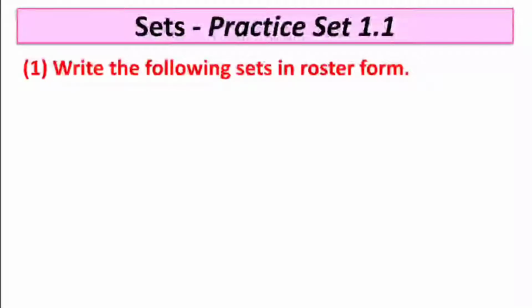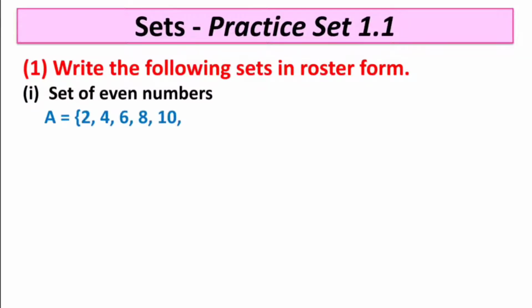The first problem is: write the following sets in roster form. Roster form is also known as listing method. As we know, in roster method, we have to write all elements of the set in curly brackets. The first problem is the set of even numbers. Here A is a set of even numbers containing 2, 4, 6, 8 and so on.